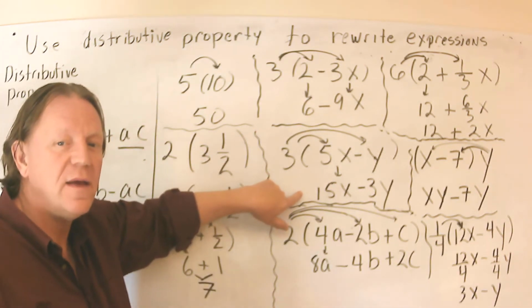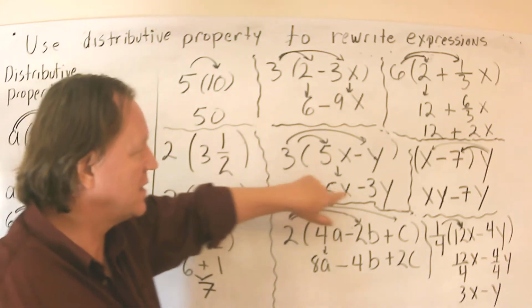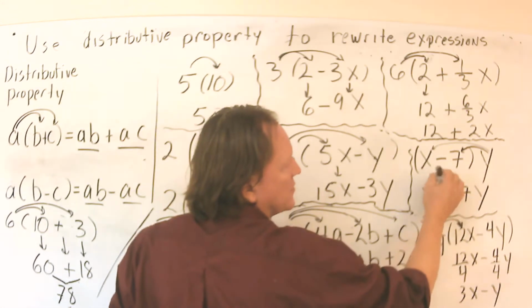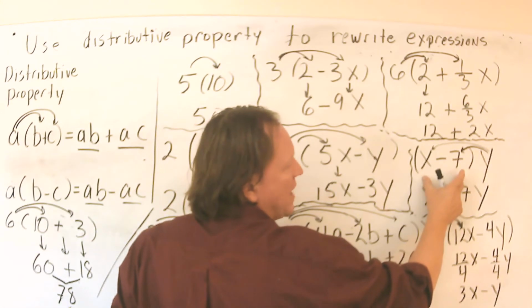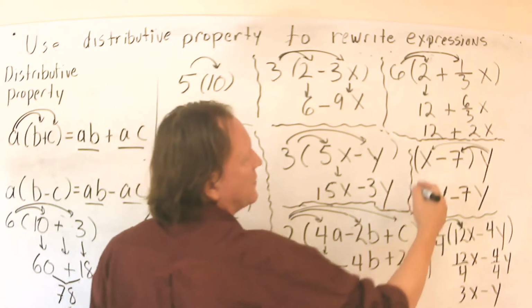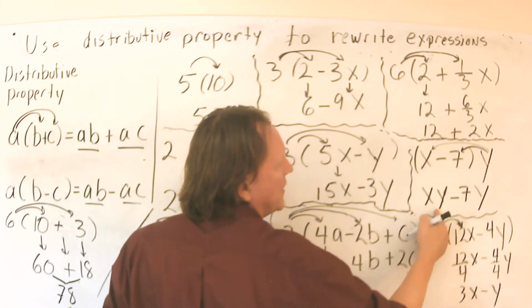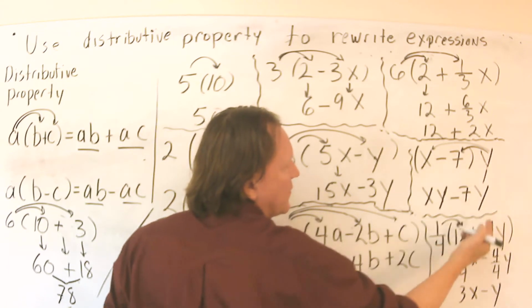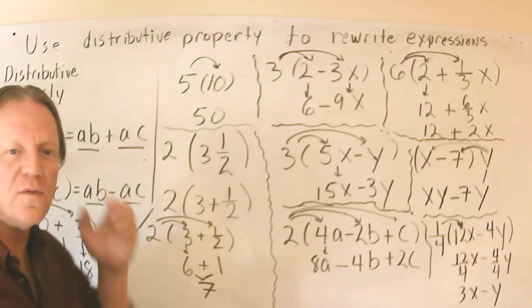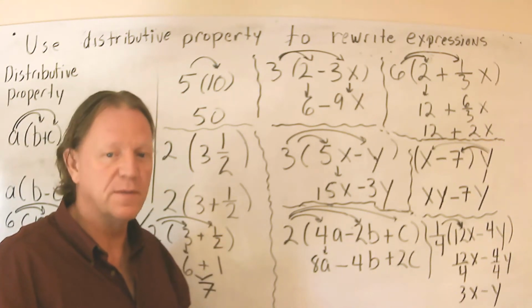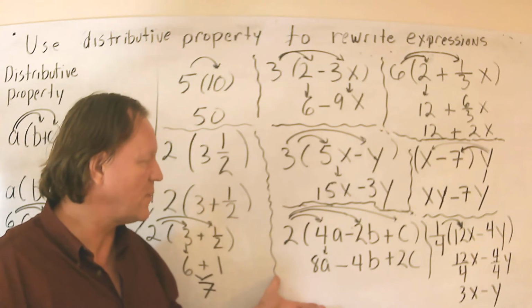Let's go ahead and look at our next example. What we see here is we're going to distribute this x minus 7 to the y. So basically, when we multiply the x times the y, we'll get xy. And when we multiply the negative 7 times the y, we'll get negative 7y. So same thing is going on. You're just using distribution.